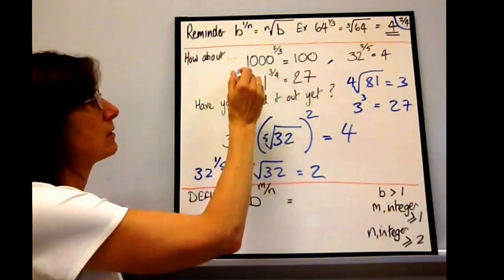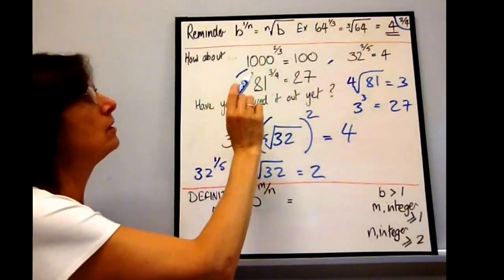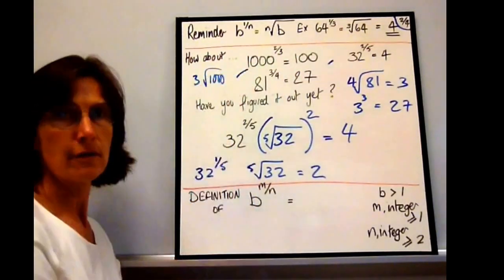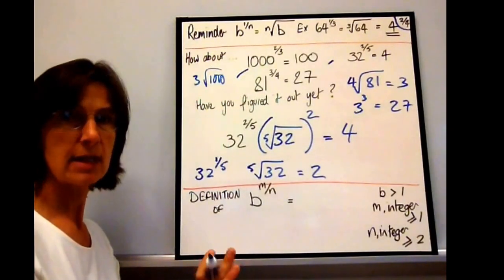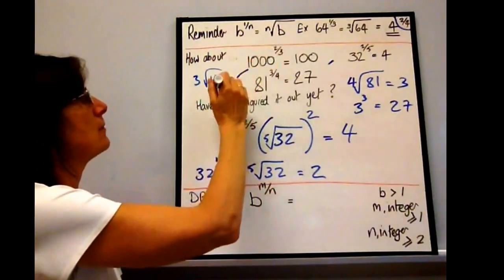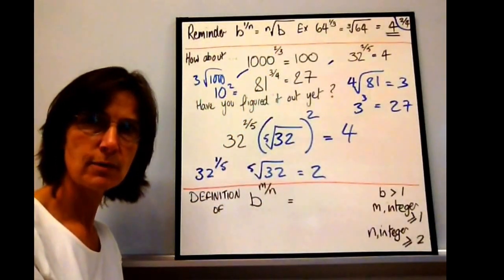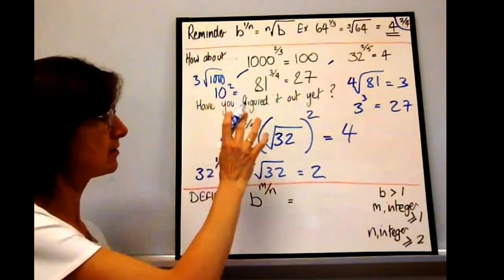Let's look at this one. Why is it 100? We're taking the 3rd root of 1,000. In my head, I know that's 10. Then I'm doing 10 to the 2nd power, which is why it was 100. So that explains those examples.